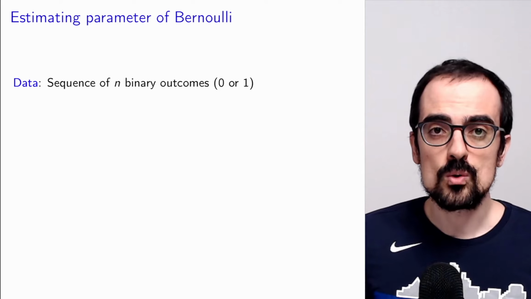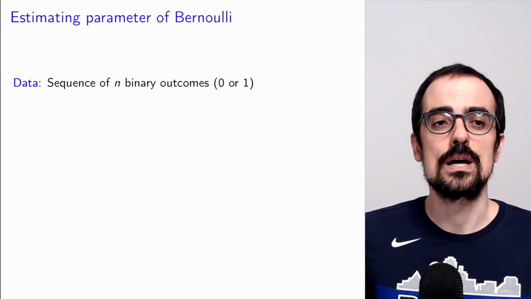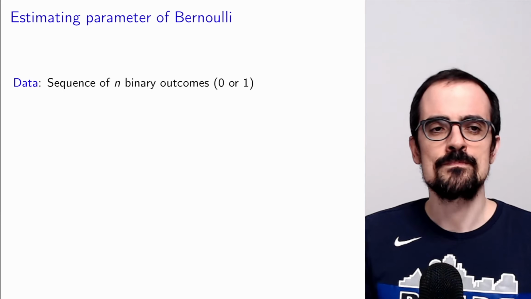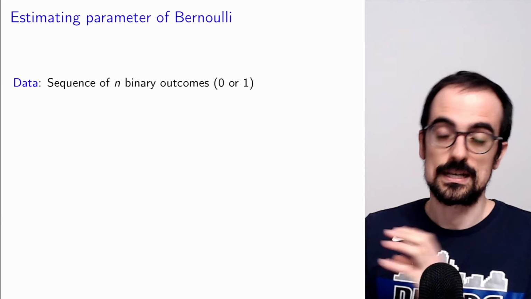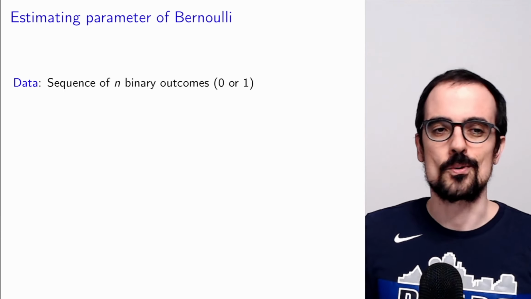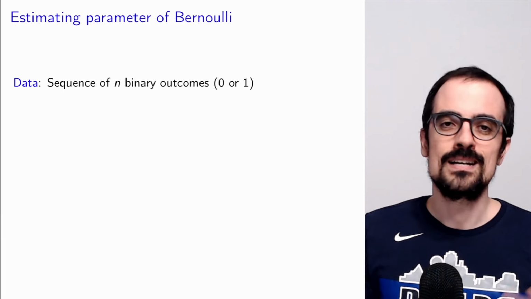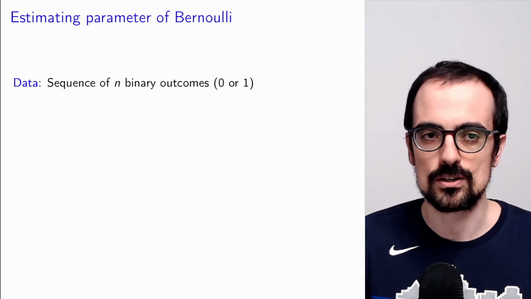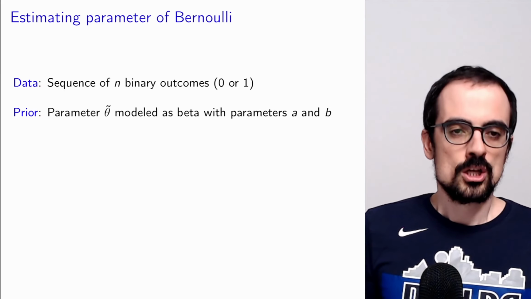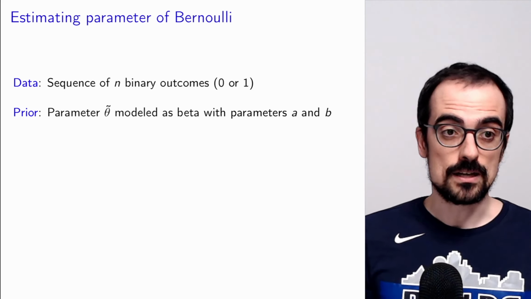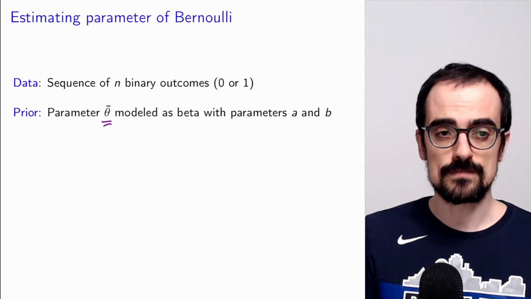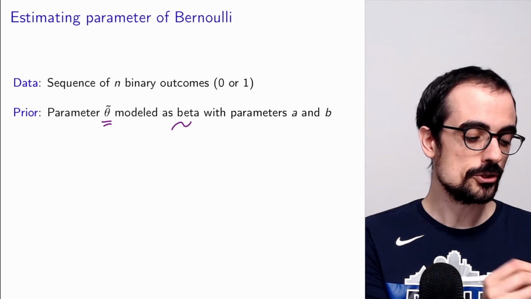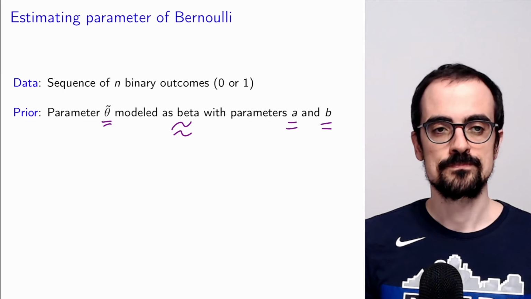All right, so now we're going to consider a situation where we want to estimate the parameter of a Bernoulli random variable, given that we have a set of outcomes that can be equal to 0 or 1. We want to aggregate them to estimate this parameter of the Bernoulli. We're going to have a parameter theta that is a random variable because we're within a Bayesian framework, modeled as a beta distribution with parameters a and b.